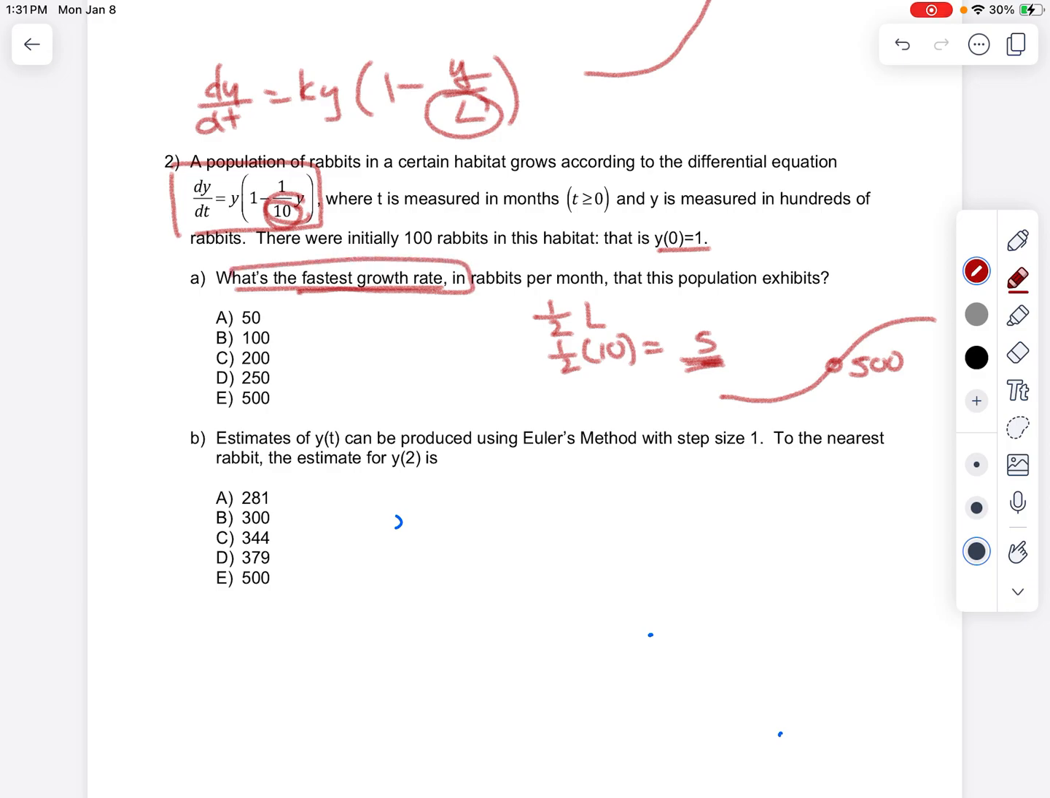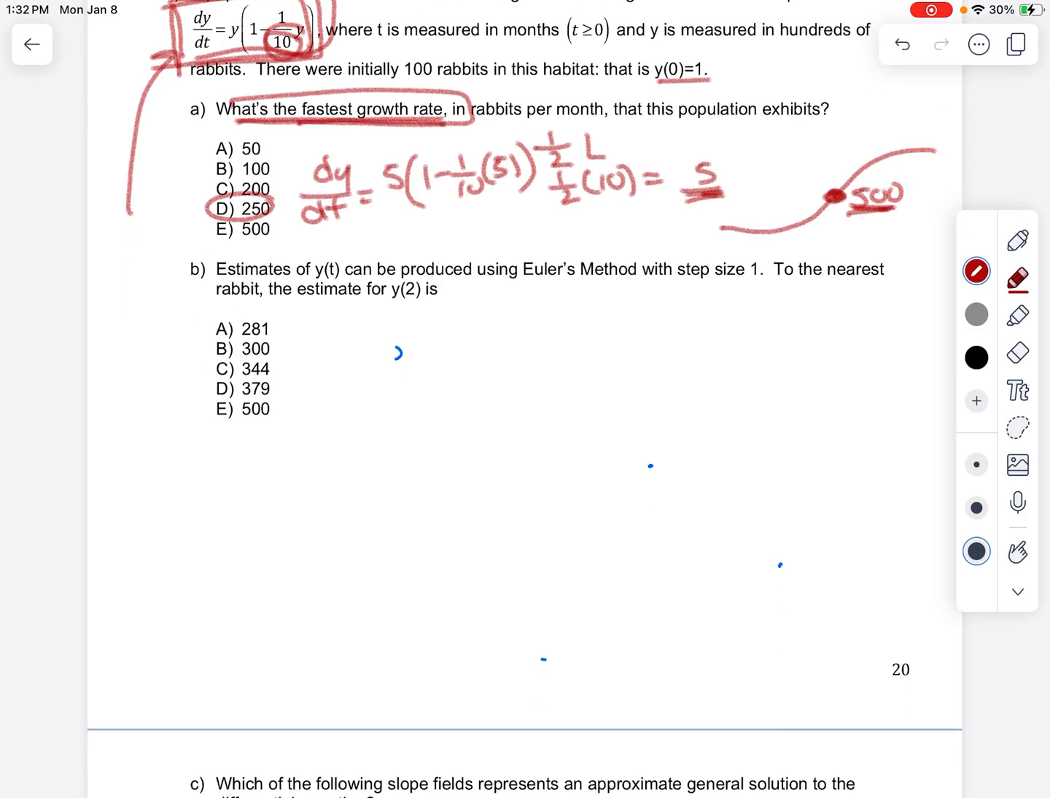But this is not asking how many rabbits there are. This is asking what is that growth rate. So it actually wants you to come up with that rate, which is the slope. So we are going to plug in 5 for the y. And if you do that, you're going to get 2.5, which is going to be 250. So make sure you are answering the question that it's asking, right? It's not asking for the number of rabbits when you have the fastest growth, which is 500. It's asking what is that growth rate, and it's the derivative, okay?